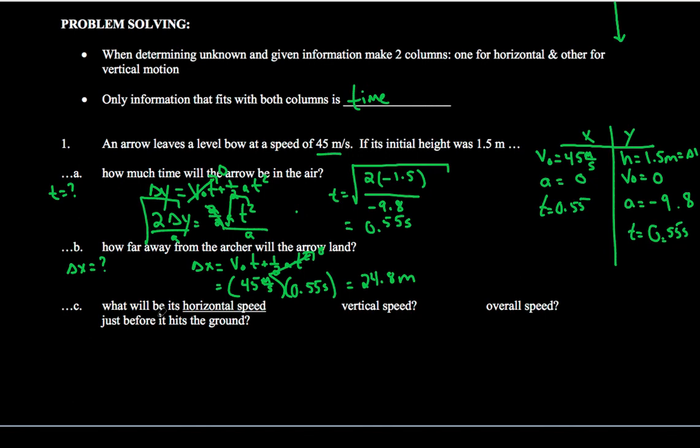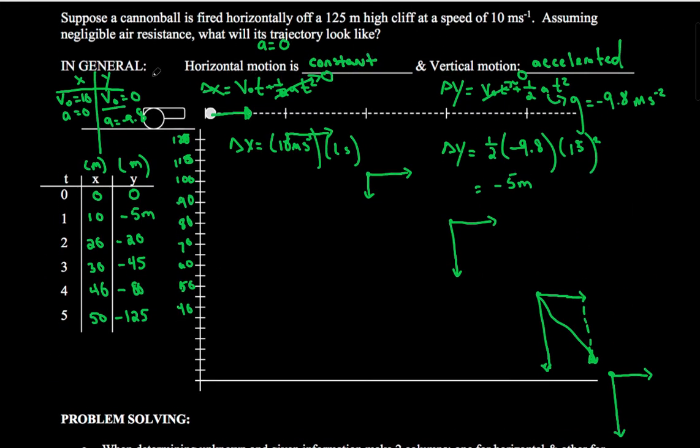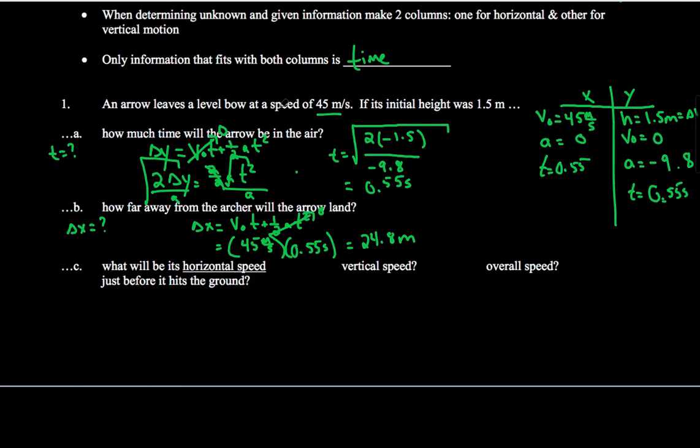Now, if I want to know how fast it'll be going in the horizontal just before it hits the ground, well, that's a conceptual exercise. If we look up above, what we said is that the horizontal motion is constant. So if I know how fast it left the archer, then I know how fast it landed. So it's still traveling at the 45 meters per second, and we can make the argument since the acceleration in the x direction is 0.